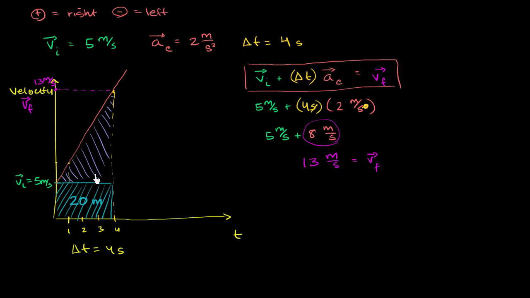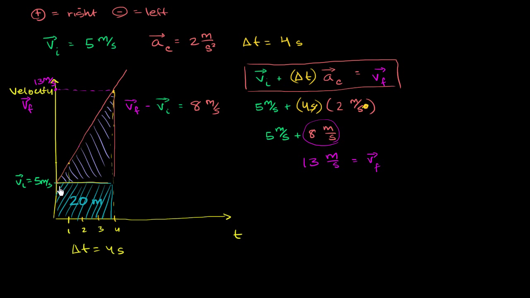And it's pretty easy to calculate this area. The base here is still 4, because that's 4 seconds that have gone by. And what's the height here? The height here is my final velocity minus my initial velocity. Or it's the change in velocity due to the acceleration. And the change in velocity due to the acceleration, 13 minus 5 is 8. Or it's this 8 right over here. It is 8 meters per second. So this height right over here is 8 meters per second.